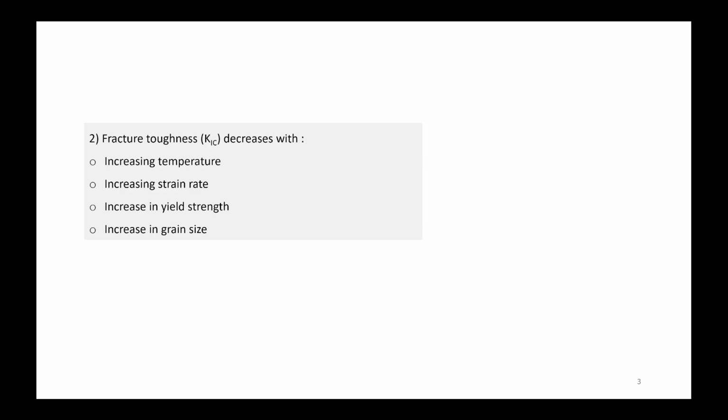Now the second question is: fracture toughness K_IC decreases with, your options are: increasing temperature, increasing strain rate, increase in yield strength, or increase in grain size. So for fracture toughness, the answer will be increasing strain rate.